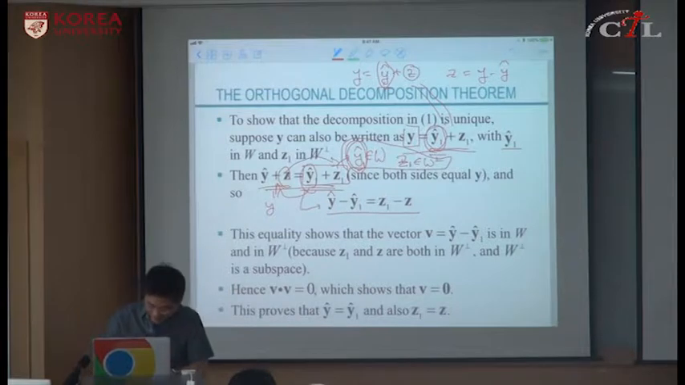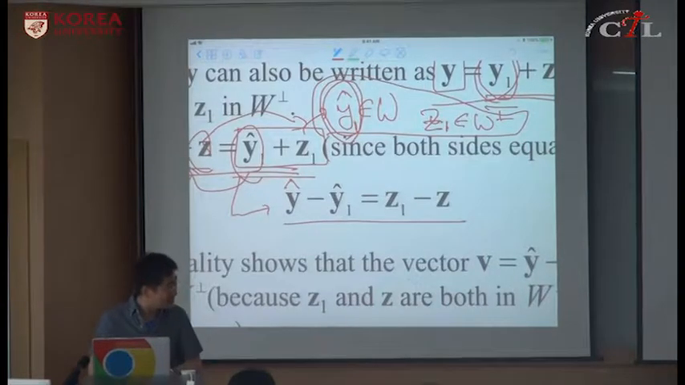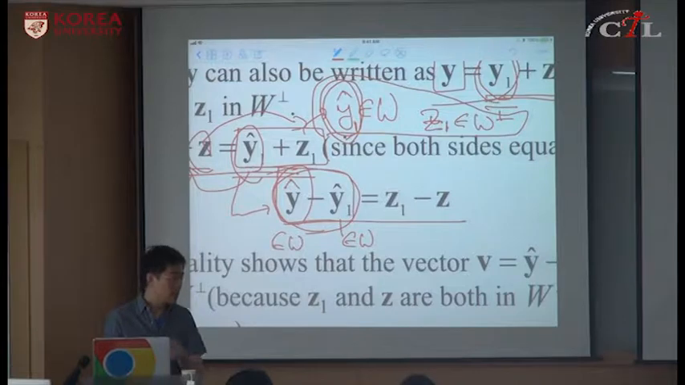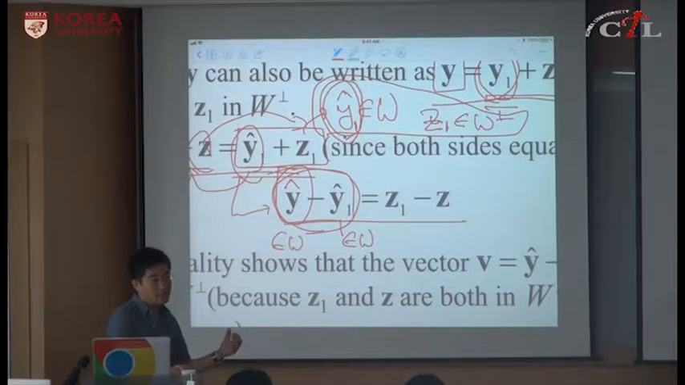Okay. By looking at this equation, we can observe one interesting fact. y hat belongs to W, and y1 hat also belongs to W, right? The difference can be viewed as a linear combination of these two vectors, both from W. We linearly combine two vectors belonging to the same subspace, and that combination should still belong to W.